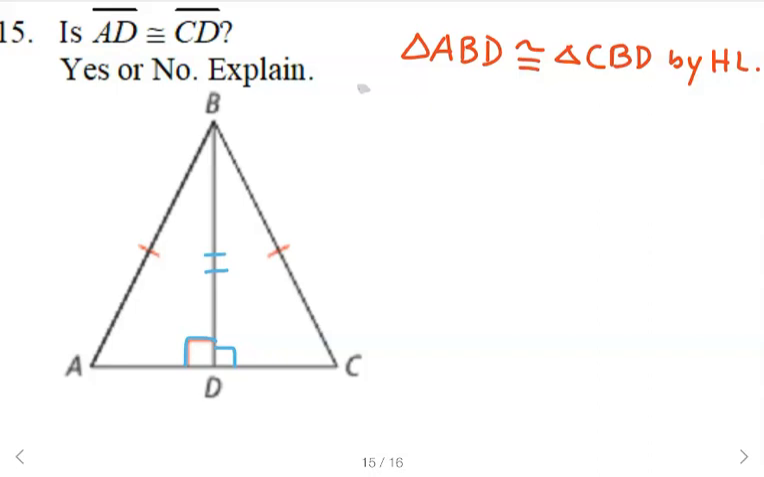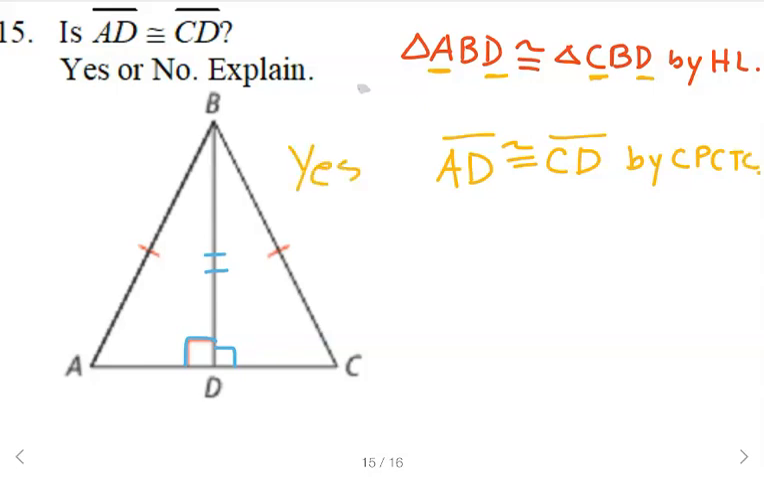Once you say those triangles are congruent, the corresponding parts are congruent, and AD corresponds to CD, so we know those are indeed congruent. And that's by CPCTC. Corresponding parts of congruent triangles are congruent. So, yes, those segments are congruent by all the reasoning that we just stated.